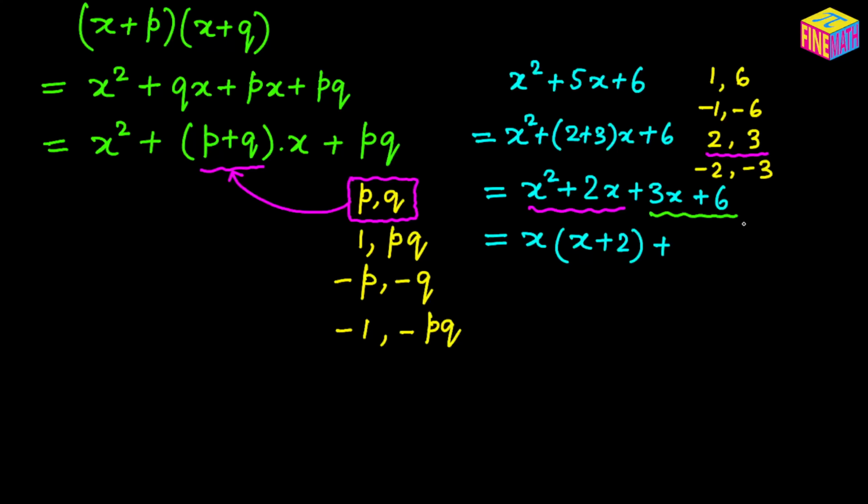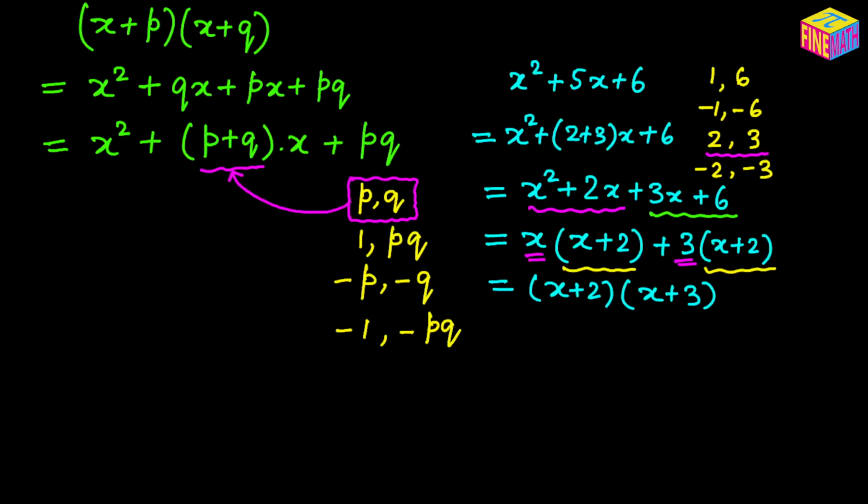From the next two terms, again we have a common factor, which is 3. If we write 3 outside, we get x plus 2 again. Now you see that x plus 2 is a common factor between the two big terms, right? So let me write x plus 2 outside, and we are left with this x and the positive 3. So this must be x plus 3, and that is the factored form. Our original expression, x squared plus 5x plus 6, can be written as x plus 2 times x plus 3, and this is the factored form of our original expression.